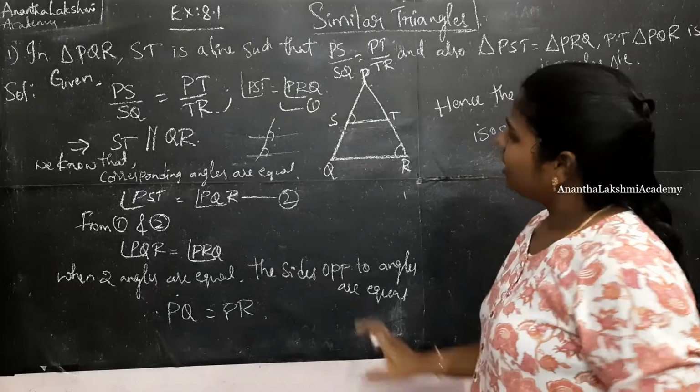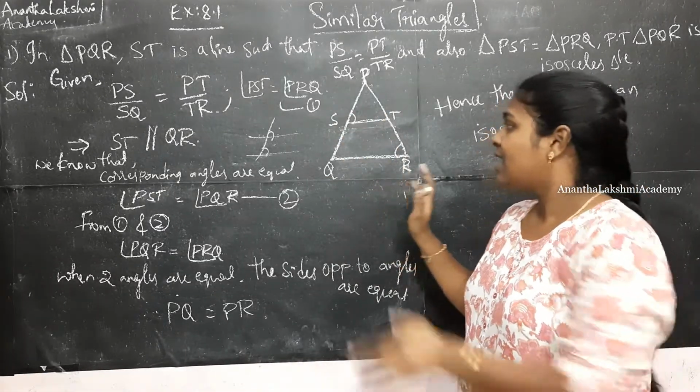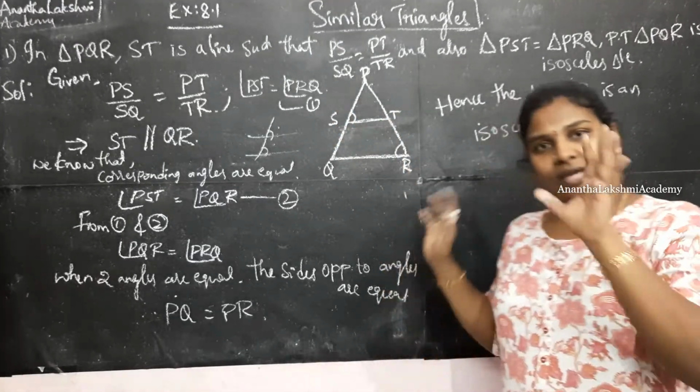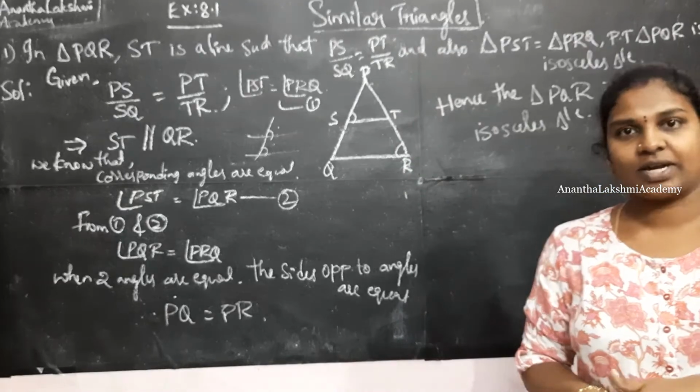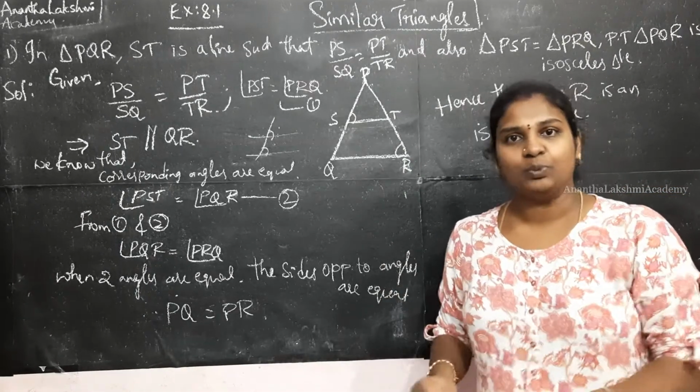How did we prove that? We proved that first two angles in this triangle are equal and two sides in this triangle are equal, and then we concluded saying that PQR is an isosceles triangle. So that is about problem number 1. Let's jump into problem number 2.